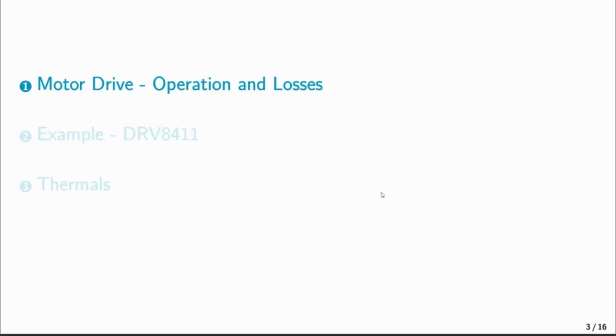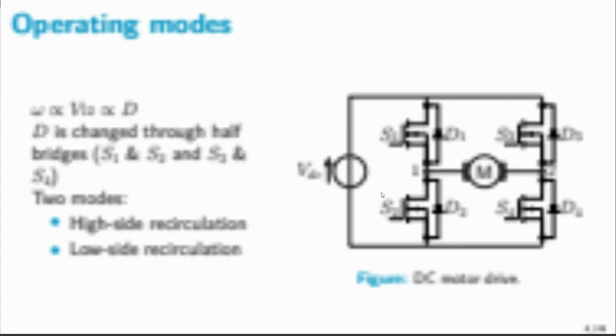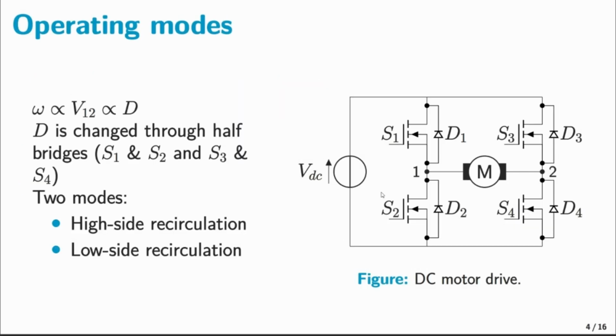Let's first see the motor drive operation and the associated power loss mechanisms. We know from the lectures that the speed of the motor is proportional to the armature voltage. In a DC motor drive, this voltage can be controlled by changing the duty cycle of the switches. Both the half bridge 1, consisting of switches S1 and S2, and half bridge 2, consisting of switches S3 and S4, can be used to change the duty cycle.